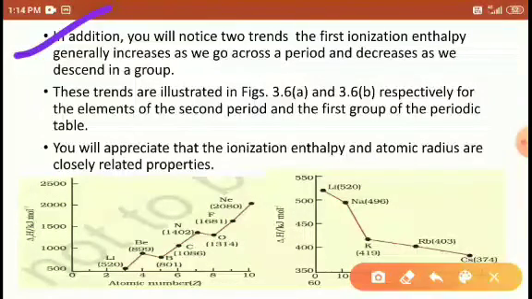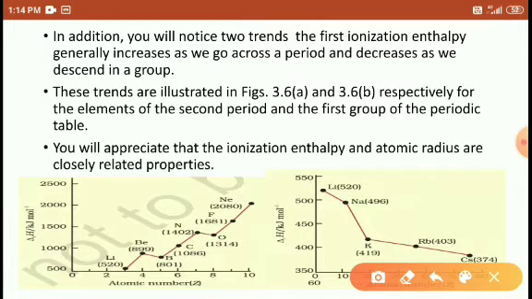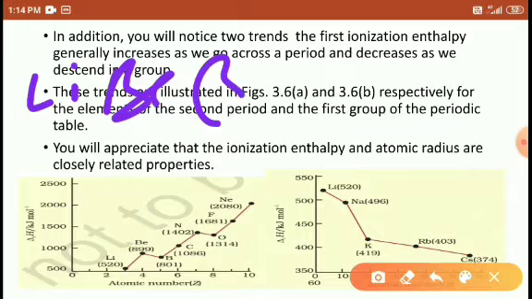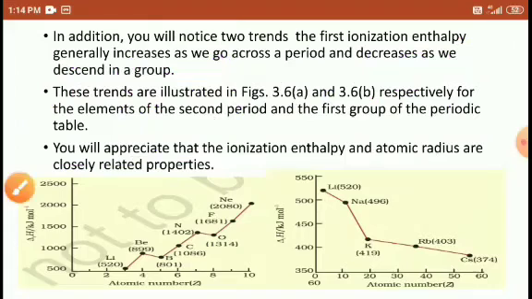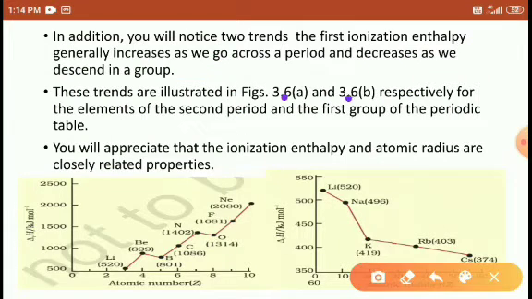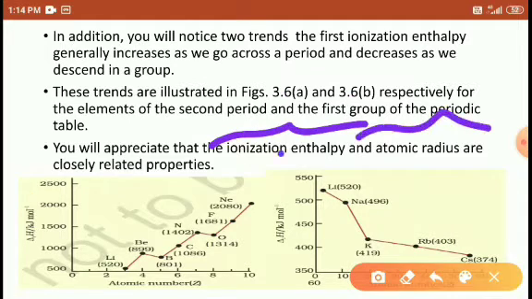In addition, notice that the first ionization enthalpy generally increases as we go across the period and decreases on descending groups. So the first ionization enthalpy increases as we go across the period. Moving across the period means lithium, beryllium, boron, carbon, nitrogen, oxygen, fluorine. So this is across the period. Right, students? In figures 3.6a and 3.6b, the elements of the second period and the first group are shown. Ionization enthalpy and atomic radius are plotted against atomic number.